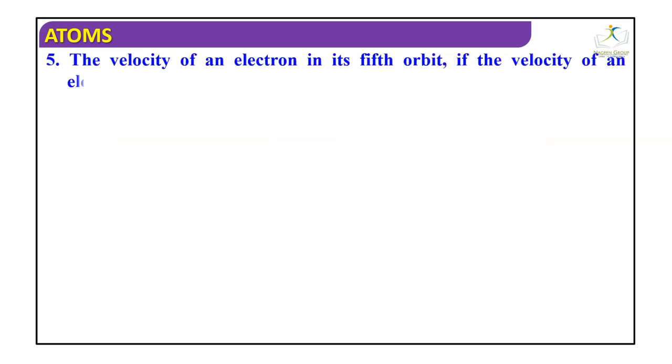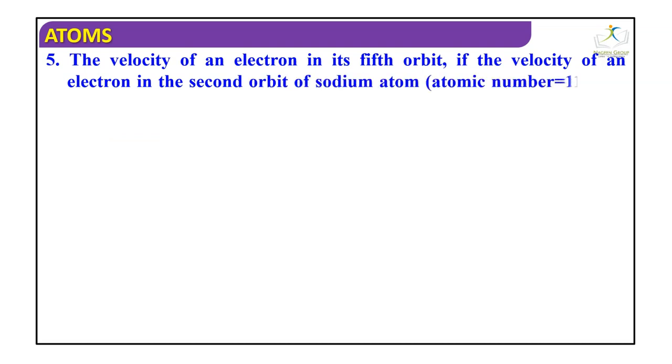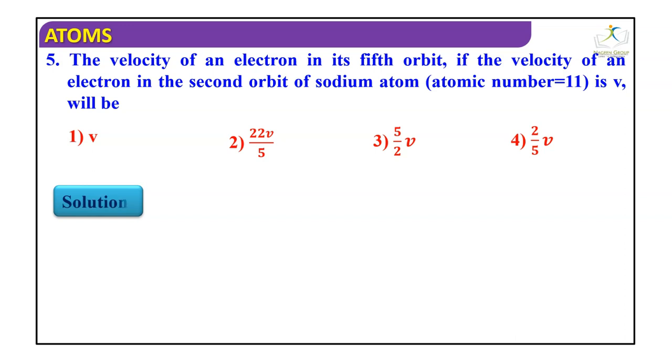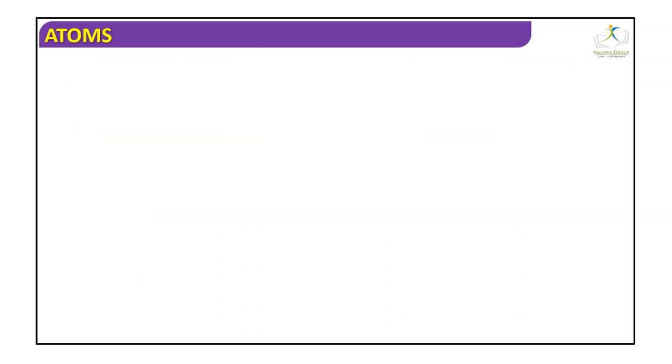Fifth question: the velocity of an electron in its fifth orbit, if the velocity of an electron in the second orbit of a sodium atom, atomic number given 11, is V, will be V, 22V by 5, 5 by 2V, or 2 by 5V. Let's move with the solution part. Vn is directly proportional to 1 by n. Hence from here we can say that 2 by 5V is the correct answer.